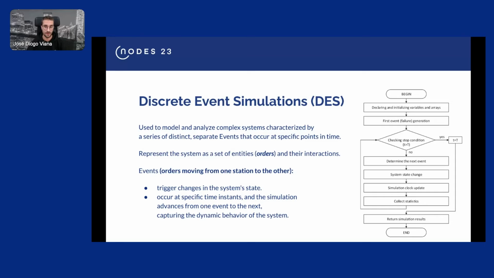Now let's dive into a bit more specific thing. In our carpentry workshop, events can be treated as discrete time steps, because events are instantaneous. We don't need to simulate the whole processing time.